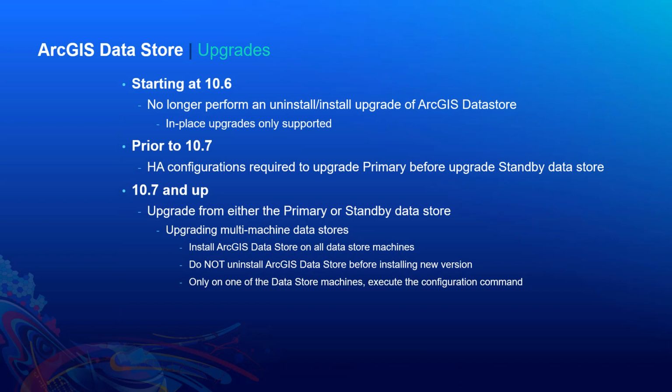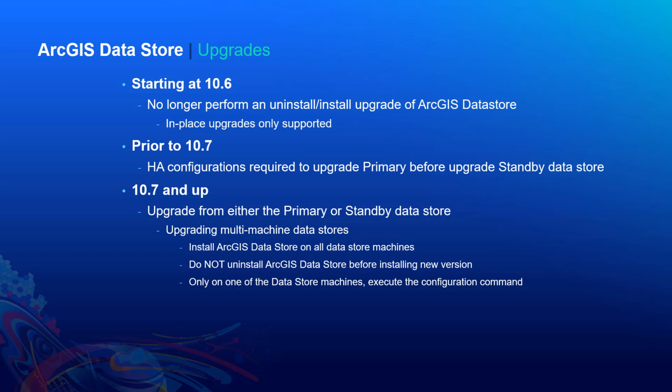Starting at 10.6, you can no longer perform an uninstall and install upgrade. You will need to perform an in-place upgrade. If you're upgrading prior to 10.7, you are required to upgrade the primary data store prior to upgrading the standby data store. However, starting at our 10.7 release, you can upgrade from either the primary or standby data store. You will just need to run the install on all data store machines.